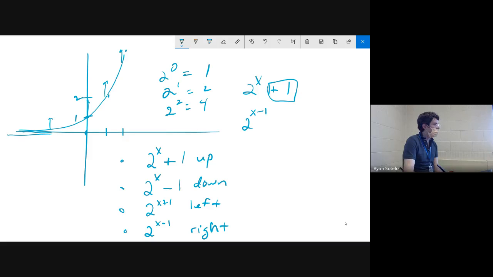What is this? Right here, do you see that? This moves it up. This one here moves it up. This moves it down. This moves it left. And this moves it right.